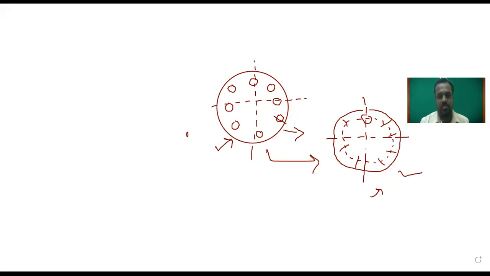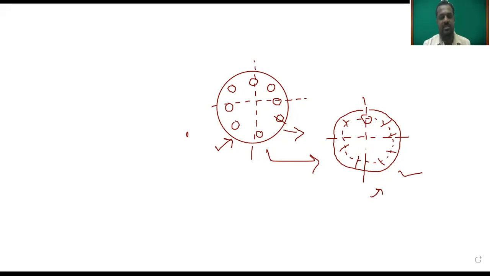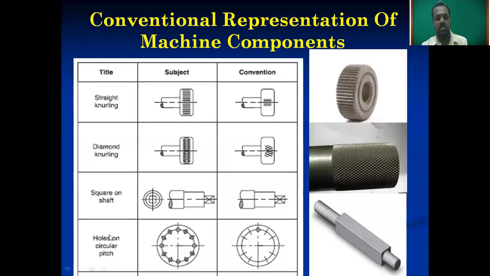What is the meaning of this convention? There are holes on a circular pitch. There is a circular component, and on that circular component there are small holes in a circular manner. So every time, do we need to draw this component fully? No. Instead of that component, we can convert it into the conventional representation. Just draw one circle, and for the remaining circles draw their center lines.